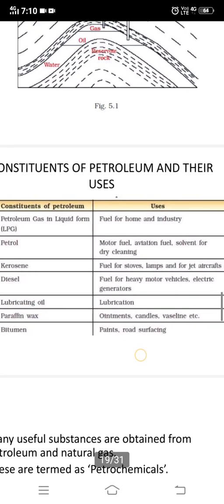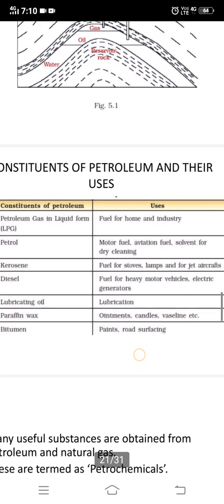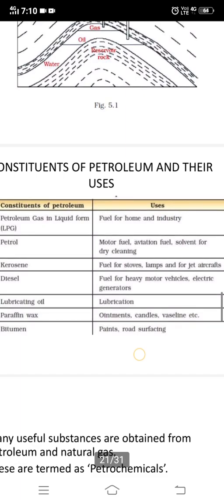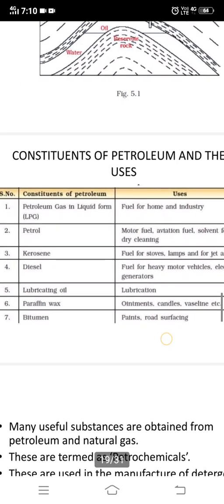Diesel, fuel for heavy motor vehicles. Heavy motor vehicles like tankers, trucks and all are there, no? Those are heavy motor vehicles. Electric generators also use diesel.